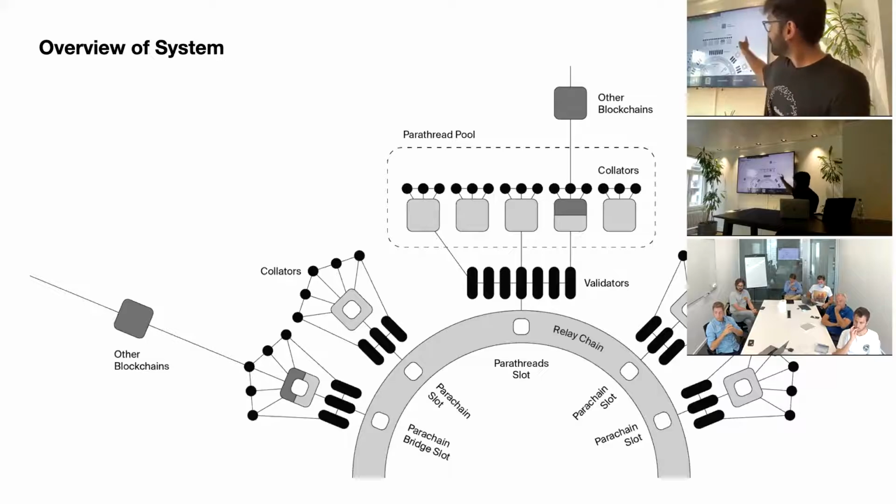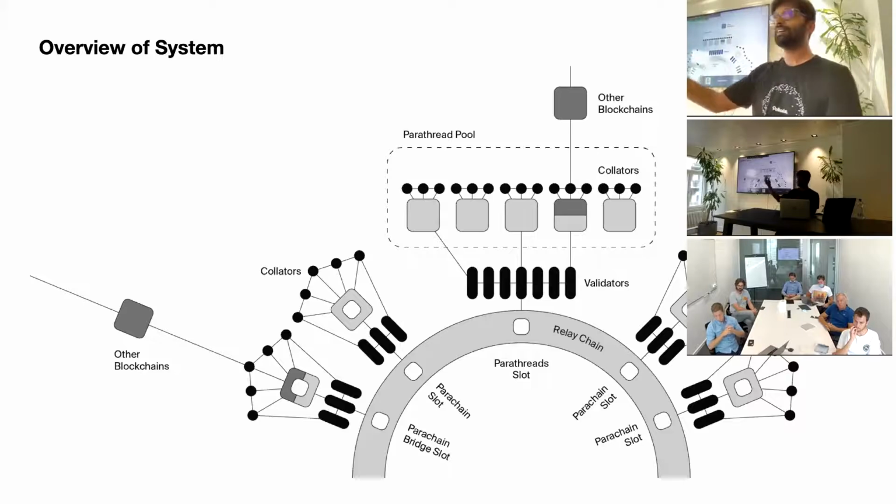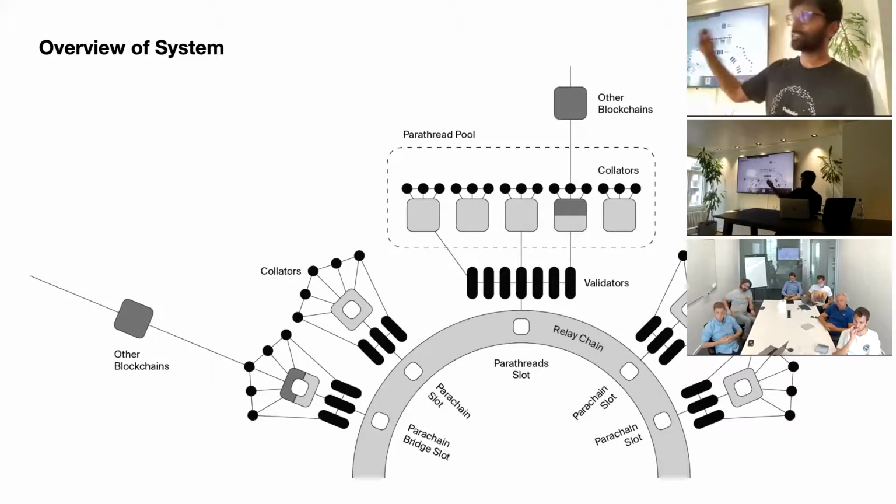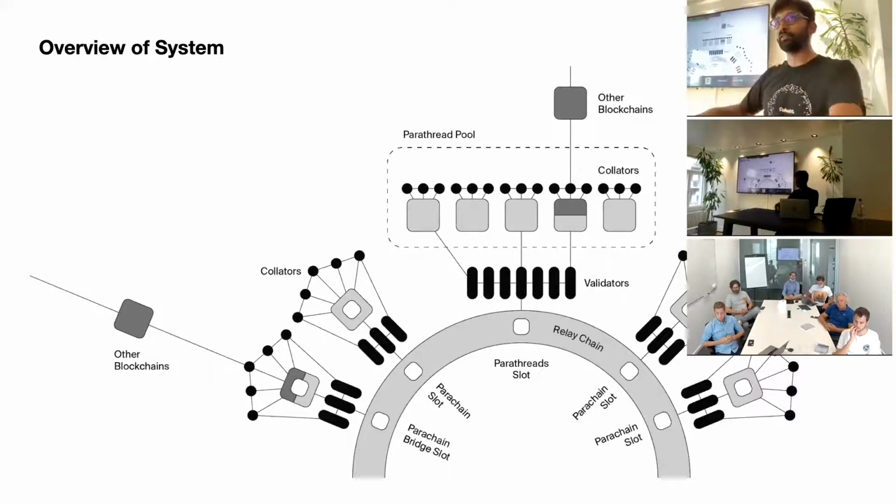We'll talk about what collators do. Collators are the full nodes that the parachain should have. The collators send the transaction metadata to the validators on the relay chain, and that gets finalized and stored on the relay chain, and then the block production can happen on the parachain.